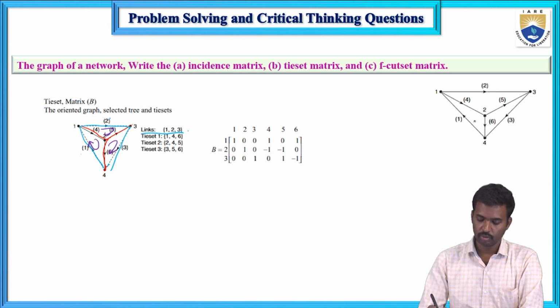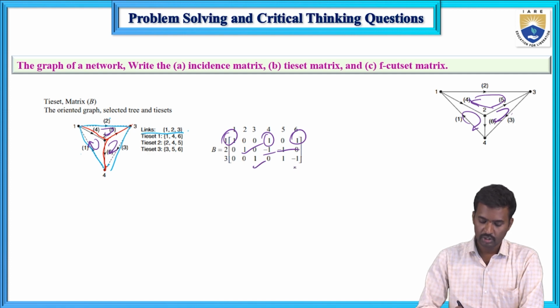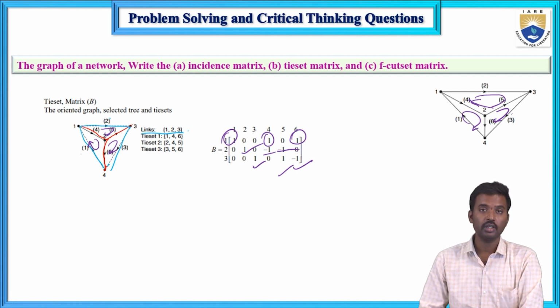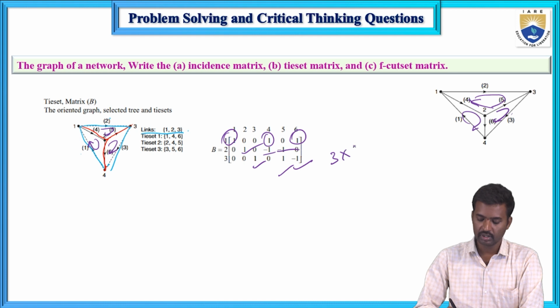First loop: 1 is the same direction, and 4th is the same direction, and 6th is the same direction. So this is okay. Next, the second one, in this direction: 2 is plus, and 5 is minus, and 4th is minus. And next, this direction: 3 is plus and 6 is minus and 5 is the same direction, plus 1. So this is the tie-set matrix, of size 3 cross 6.